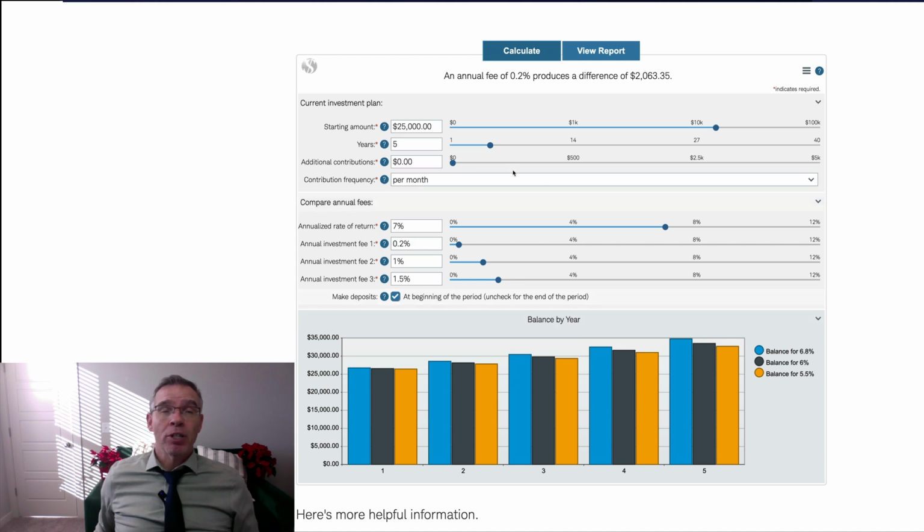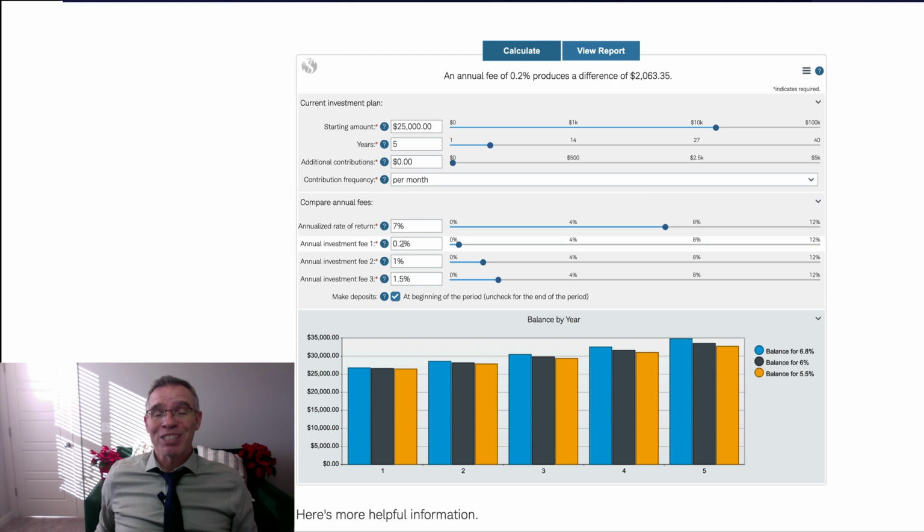What I've done here is put in the $25,000, 5 years. We did not add any additional money to this account. We'll assume an annual average return of 7%. I didn't go ahead and calculate the actual return during those 5 years that we had this money invested, but we'll use that average of 7%. And then what I like here about Schwab is it allows you to put in various investment fees so that you can see the difference.